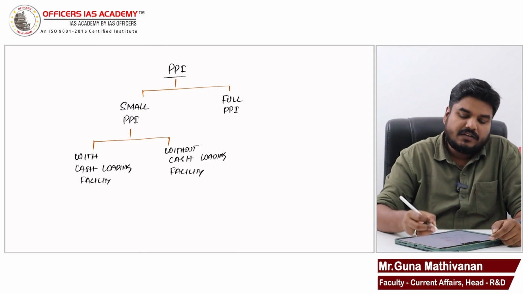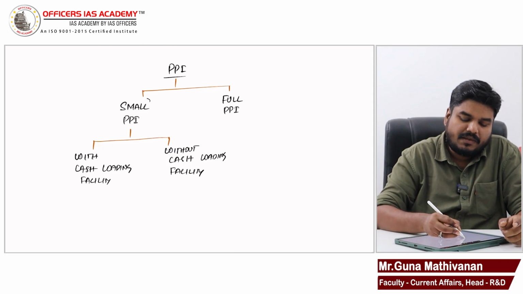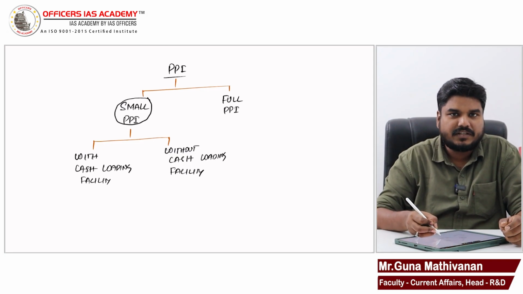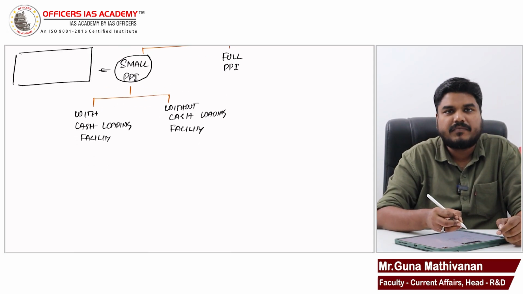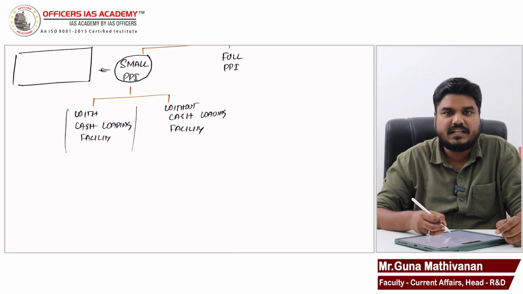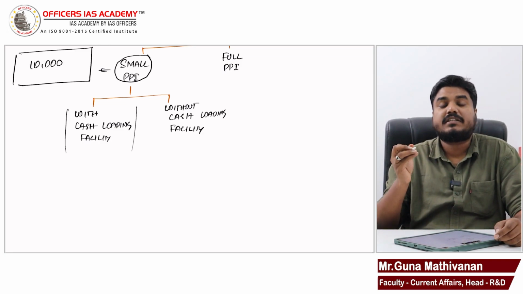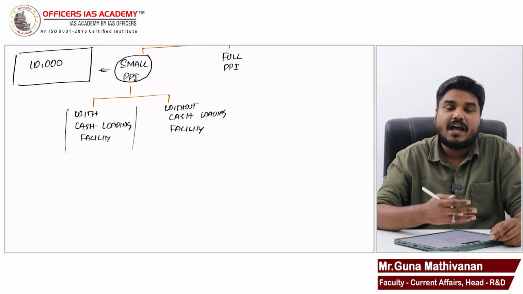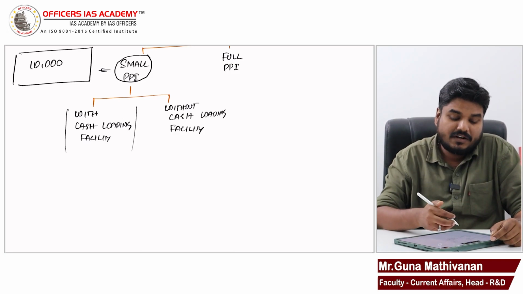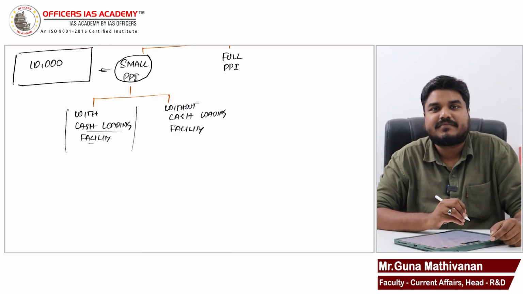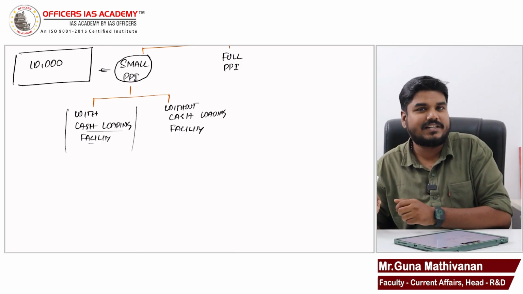Let me explain about small PPI, then we will go for full PPI. So small PPI is divided into with cash loading and without cash loading. That means if this instrument, the small PPI, is with the cash loading facility, it means in this instrument I can deposit maximum up to 10,000 rupees, and whenever the money goes down, I can recharge. I can upload money. That is called with the cash loading facility. So small prepaid instrument is of two types, with cash loading and without cash loading.